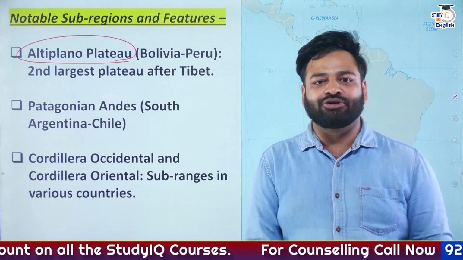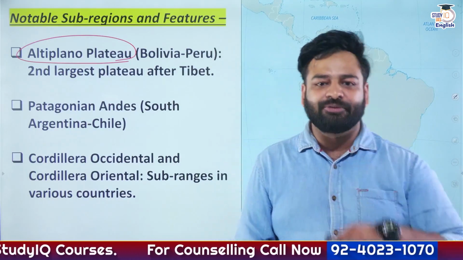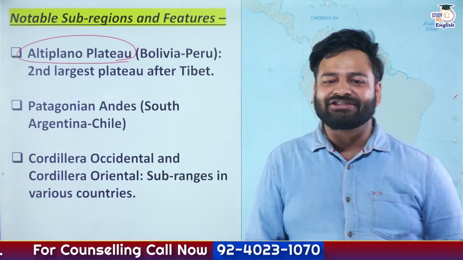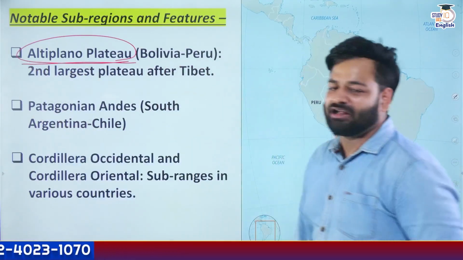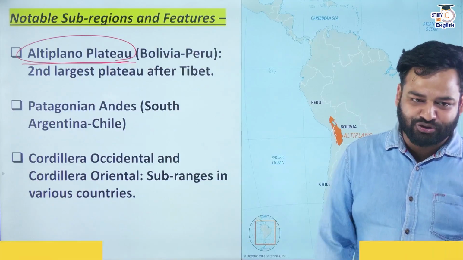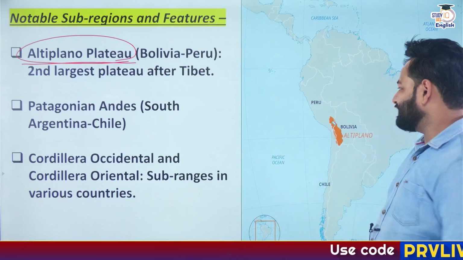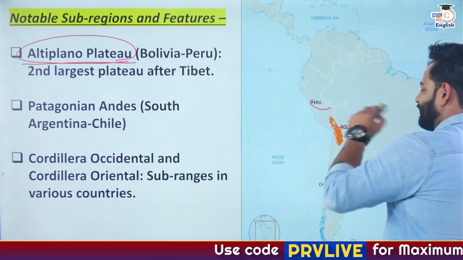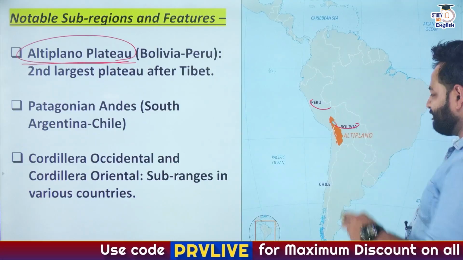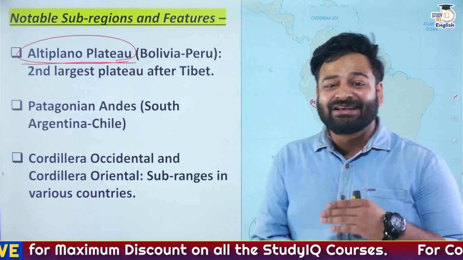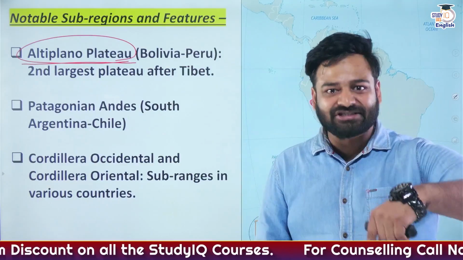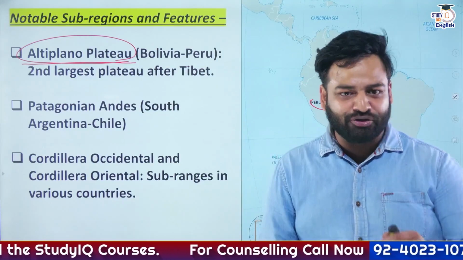So the highest plateau of this globe, what is it? The Tibetan Plateau. And the second highest is what? This one is known as the Altiplano Plateau. Right? So where is it? Exactly two countries: Bolivia as well as Peru. What is the name? Once again, the Altiplano Plateau. What is the concept? Second highest, not the first highest, second highest plateau of this globe.